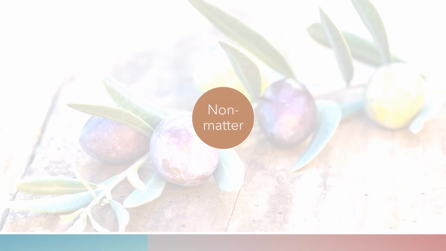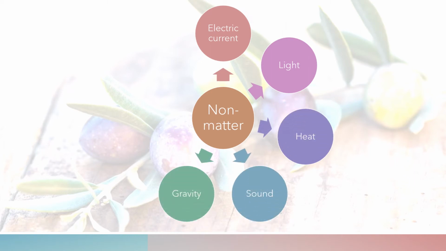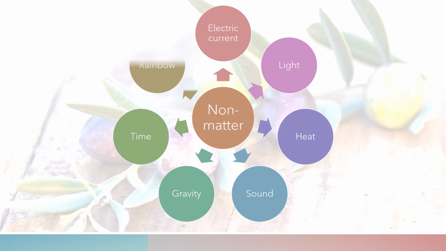So what are the examples of non-matter? Okay, look at this. Electric current is not a matter. Light, heat, sound, gravity, time, and rainbow. All these are not matter. Because why? Because they have no mass and cannot occupy space.